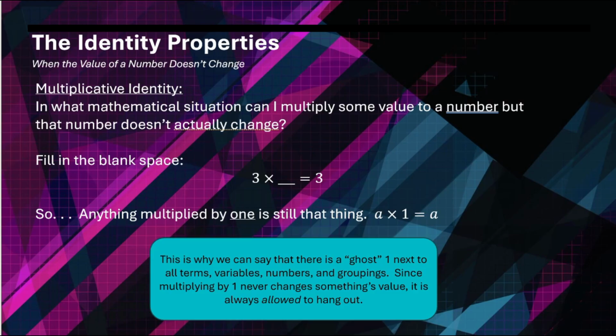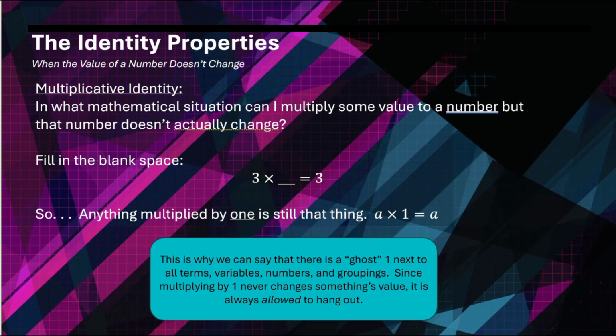And again, based on our experiences in arithmetic, we know that without having to do any fancy algebra, we're just filling in blanks, we know that what goes in the blank should be a 1. So again, as a property, we can say that anything multiplied by 1 is still that thing. Or in a symbolic way, we write it as a times 1 equals a.